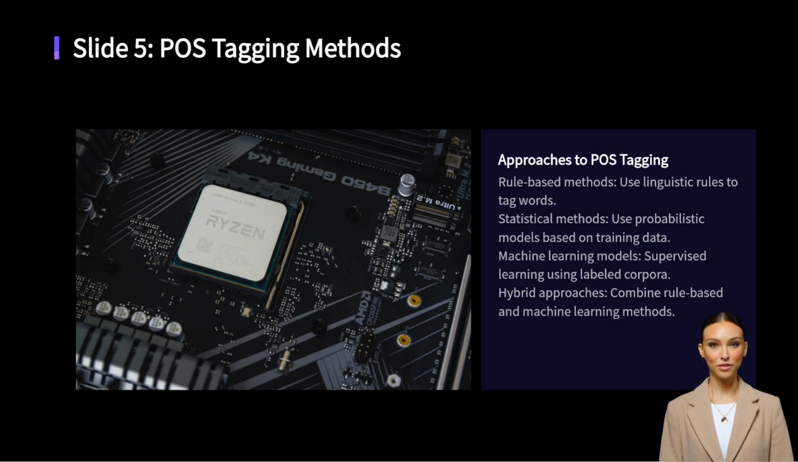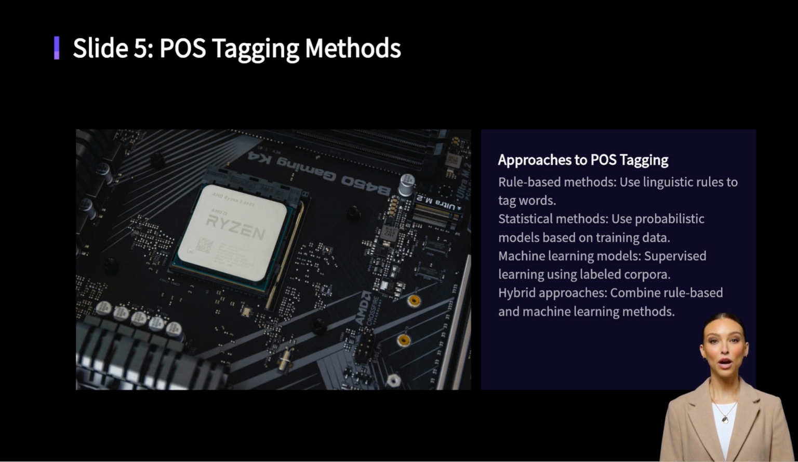Machine learning models. Supervised learning techniques, such as decision trees, support vector machines, and neural networks, are also widely used for POS tagging. These models learn from labeled corpora, making them adaptable to new, unseen text. Hybrid approaches. Some systems combine rule-based and statistical methods to balance the advantages of both.